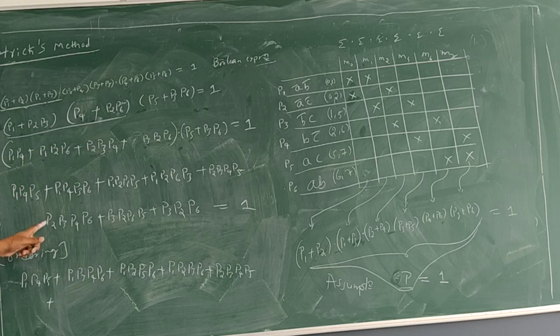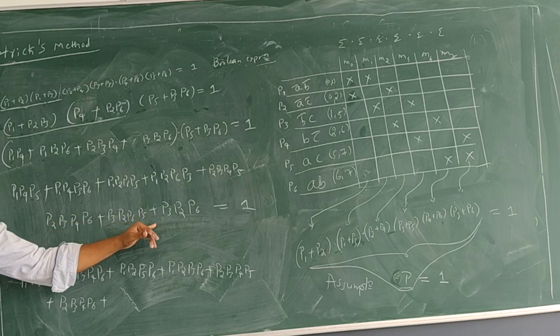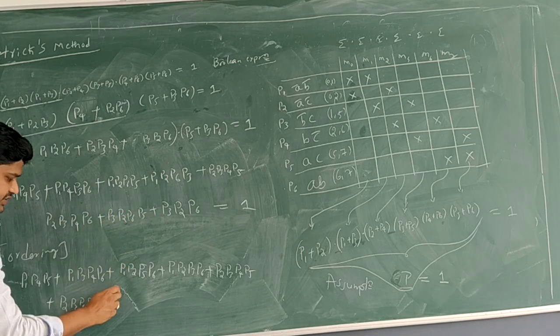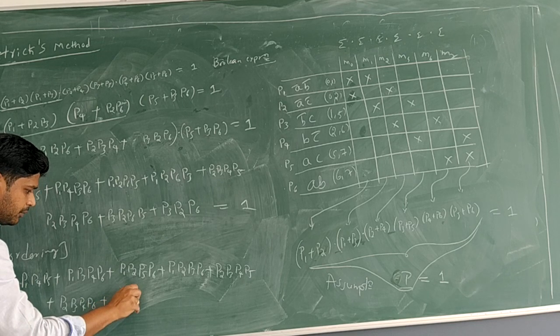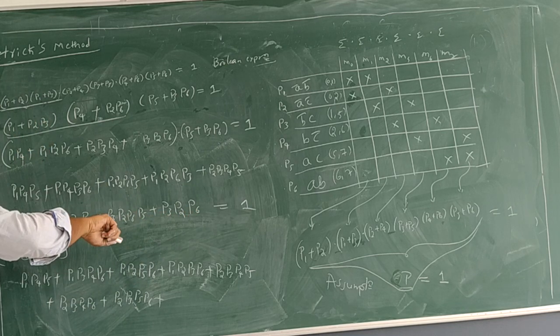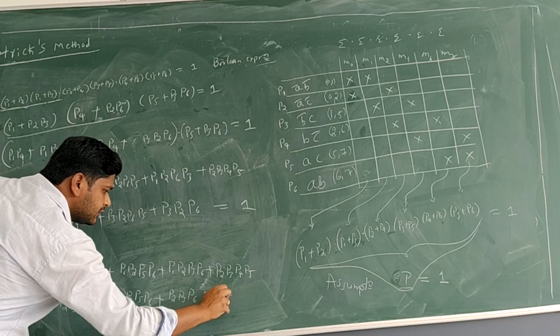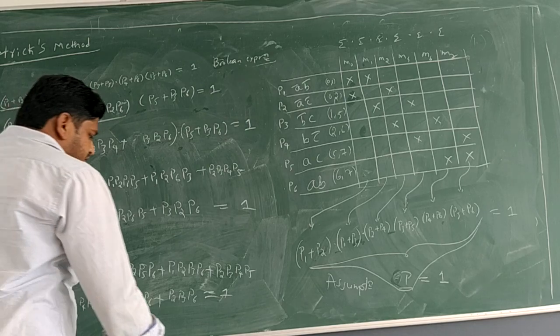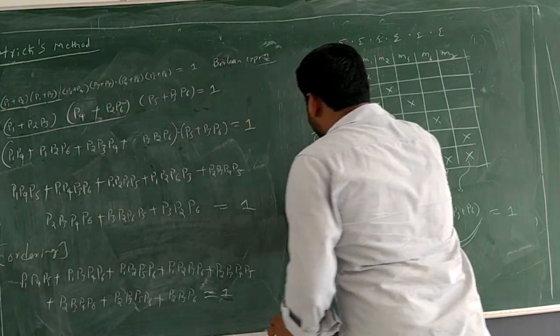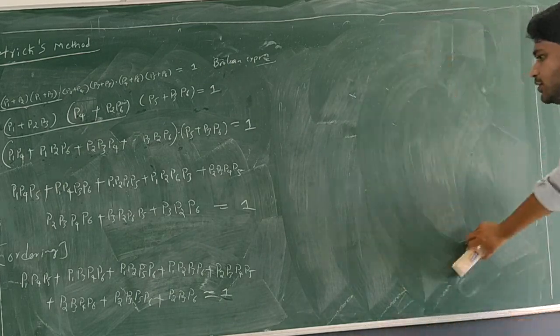Again plus 2 3 4 6, it is also in order, P2 P3 P4 P6. Next 2 3 6 5, change the order, 2 3 5 6, P2 P3 P5 P6. Last 2 3 6, P2 P3 P6. Okay, here once you write this equation, try to see, is it possible to simplify further? Let's check with the Boolean rules.